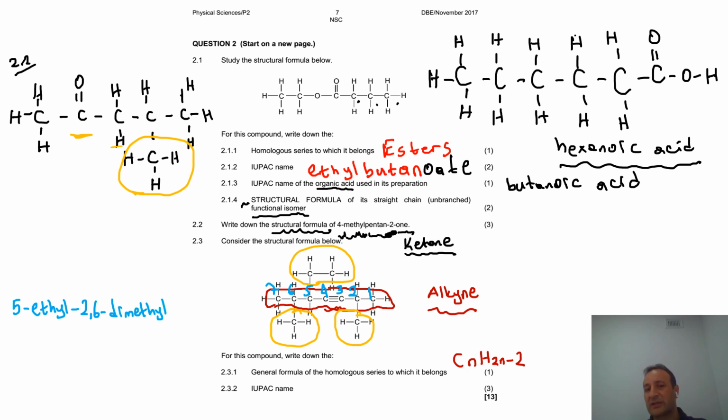And the longest chain has how many carbons? 7. That makes it a heptane. Normally it is a heptane. But this is not an alkane. We remove this -ane suffix. We need to add -in, but sorry, not -in, -ine. It's an alkyne. We need to add -yne. Where is the triple bond? It is on the third carbon. So hept-3-yne. That is the IUPAC name of this organic compound.